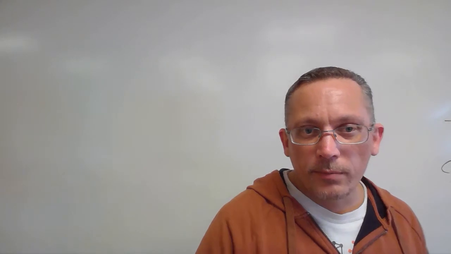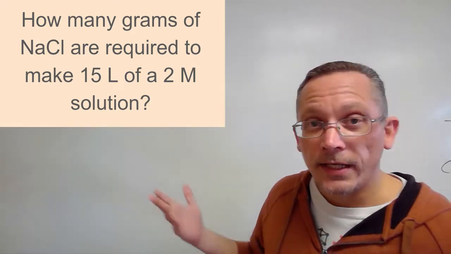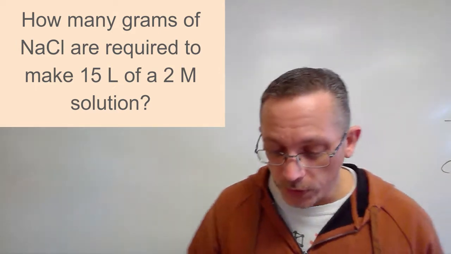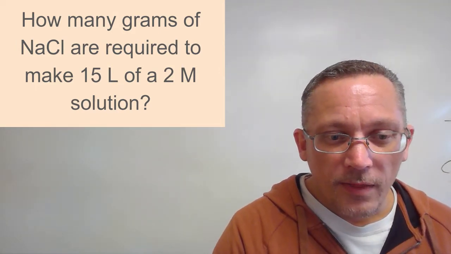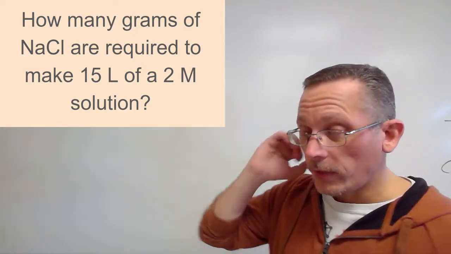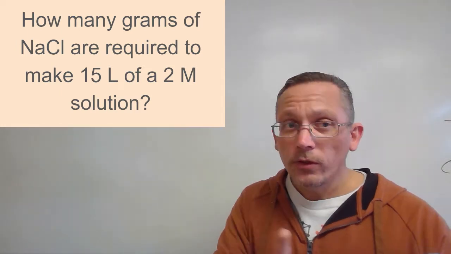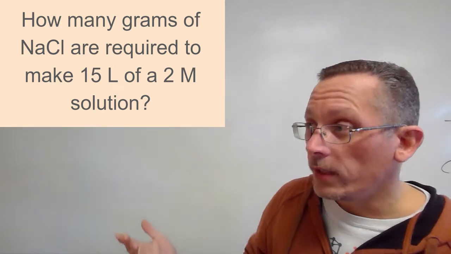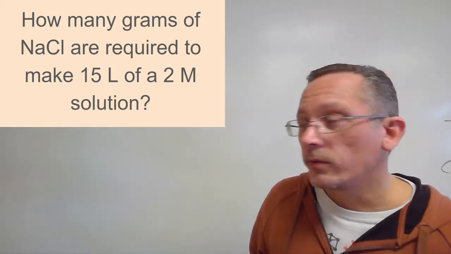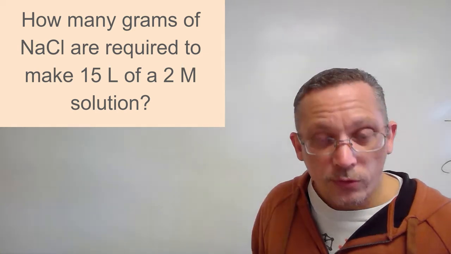Okay, here is an example of that kind of problem. The problem says, how many grams of sodium chloride, NaCl, are required to make 15 liters of a 2 molar solution? And this is the problem that we're trying to solve here. Now, when it says how many grams, we're looking for grams. Now, what we need to do is set up a problem. It's going to look kind of like a stoichiometry problem. You'll notice we don't have a chemical equation because there's not a chemical reaction going on. This is just dissolving something in water. So there's no chemical equation here.